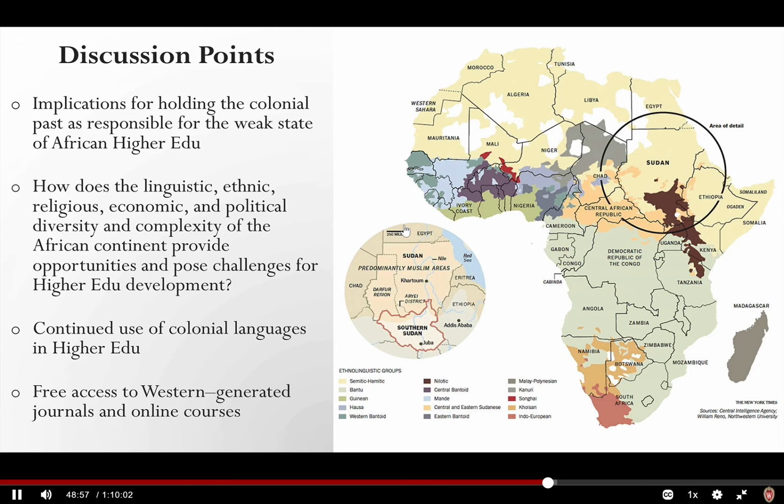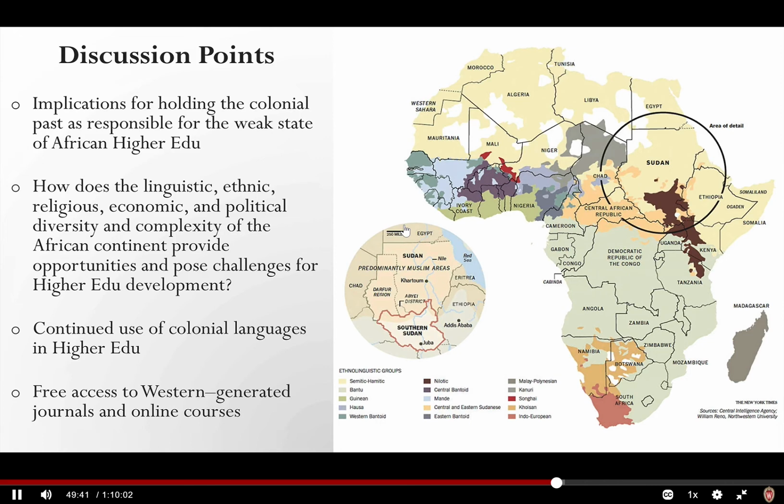And how should we think about the continued use of colonial languages in African higher education? And how about the free access of Western-generated journals and online courses? How should we be thinking about this? An example is MIT made an offer that they could provide its courses for free. The course outlines and even the course material, they could make that available freely online for any universities, including universities in Africa, to use as they wish. How should we think about what that means?